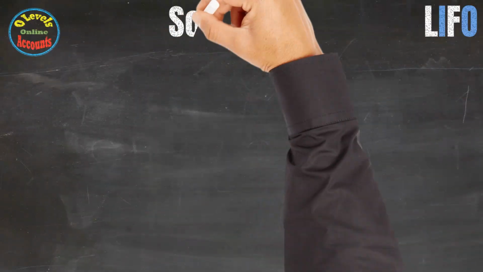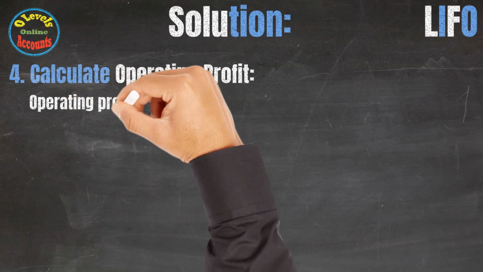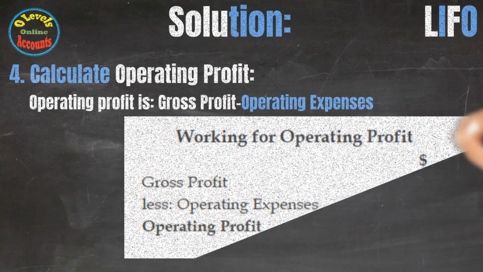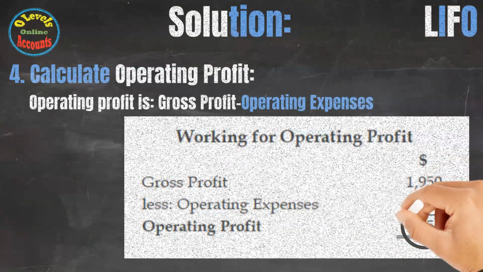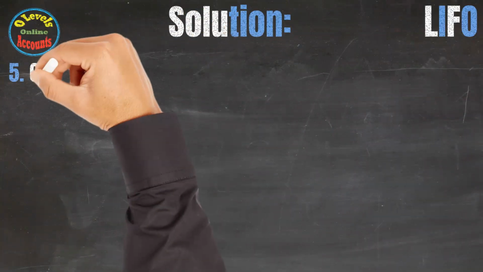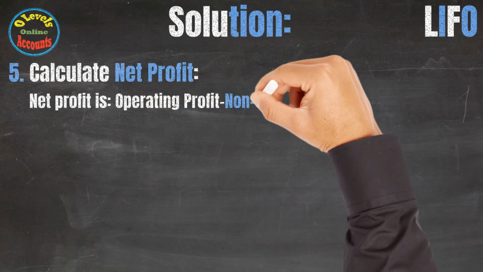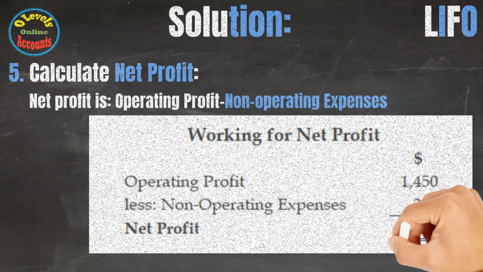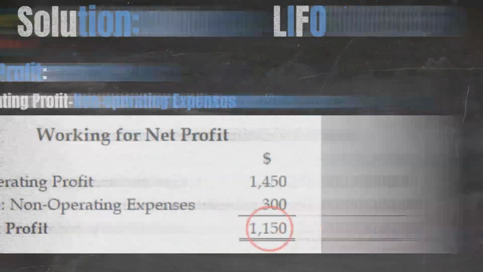Let's move to another solution. To calculate the operating profit, operating profit is gross profit minus operating expenses. As per working, the calculated operating profit value is $1,450. Let's move to another solution. To calculate the net profit, net profit is operating profit minus non-operating expenses. As per working, the calculated net profit value is $1,150.